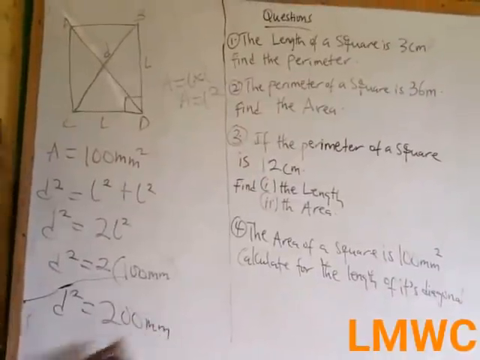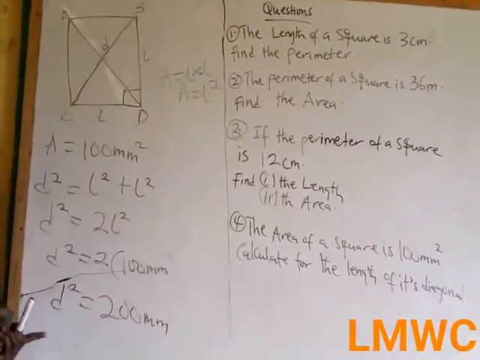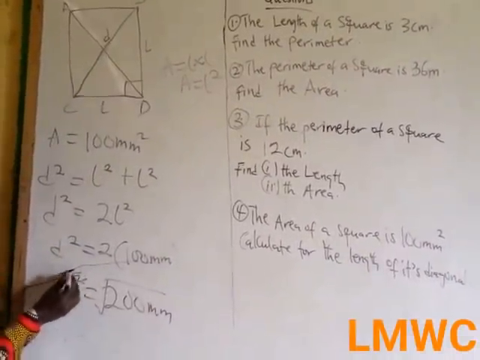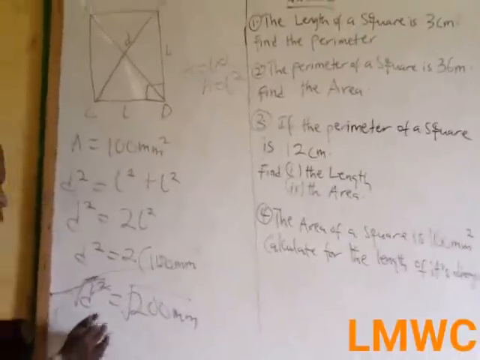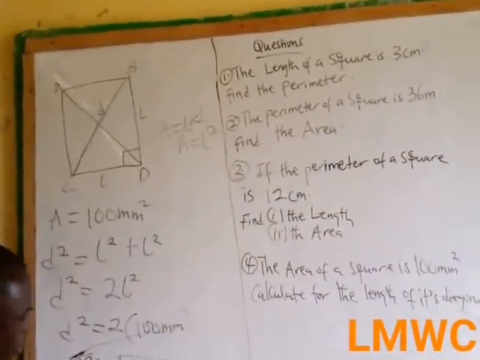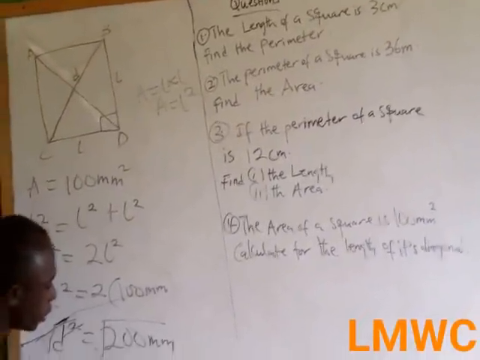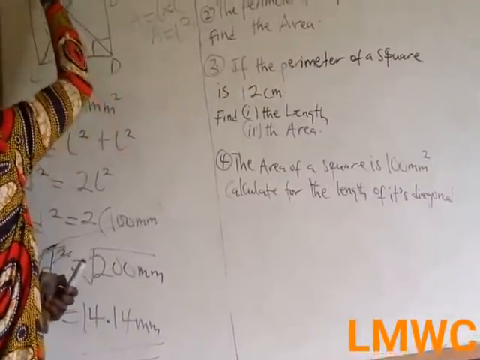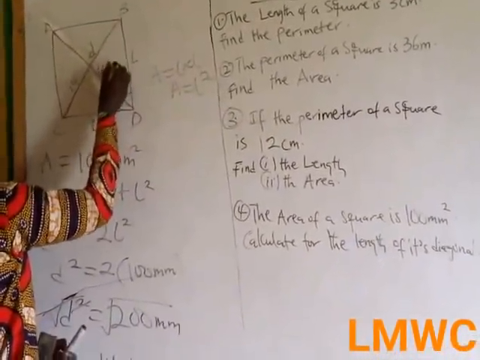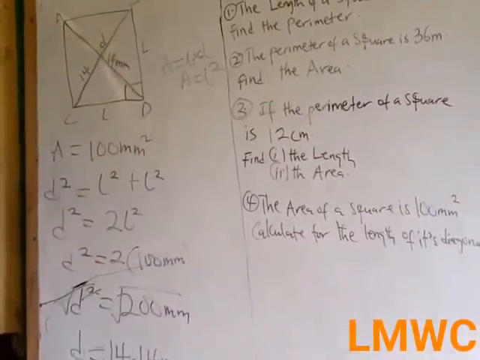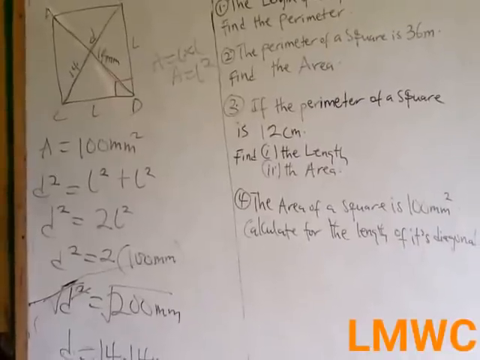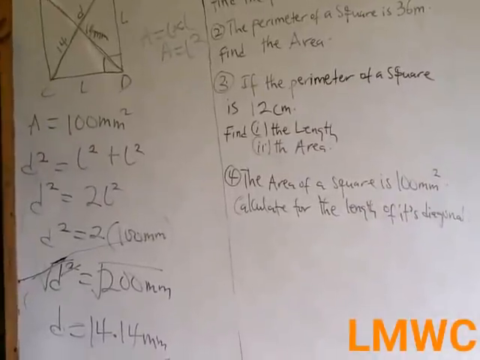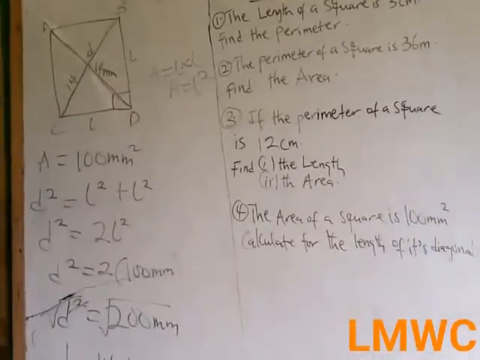200 millimeters squared. So in mathematics, if you have something like this and you want to find the variable, you square root both sides. This will cancel the square. So d is equal to the square root of 200, we have 14.14 millimeters. That's the length of the diagonal. So if this one is 14, this other diagonal is what? 14, because the diagonals of a square are all equal. Take note. So always, if you are given the area of a square and asked to calculate the length of the diagonal, this is the approach for doing it.